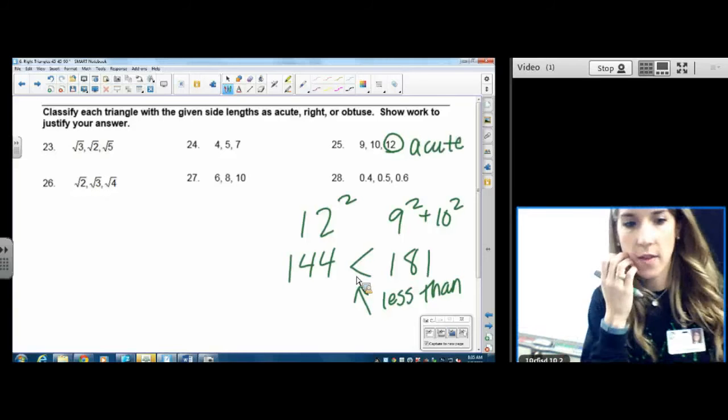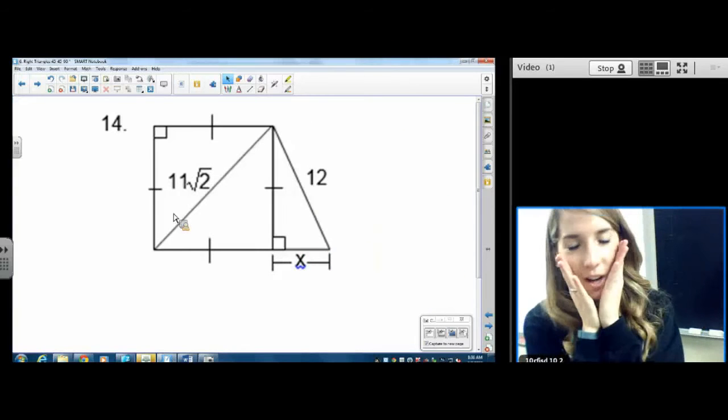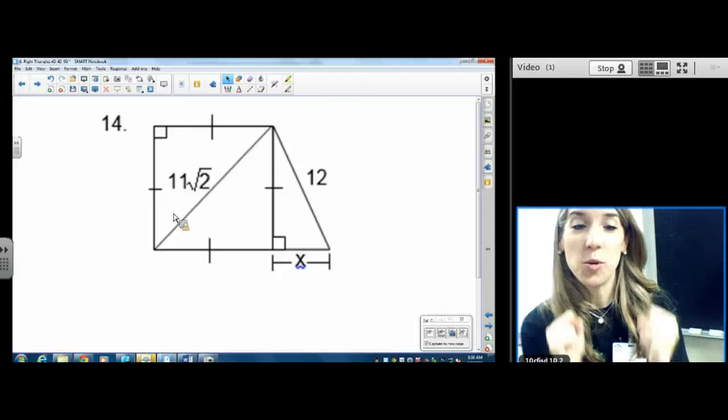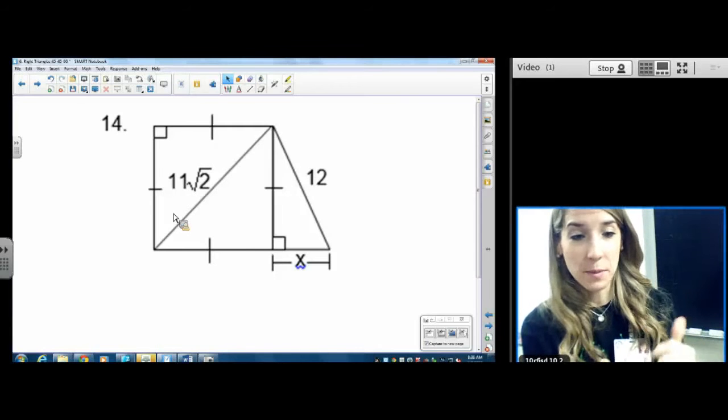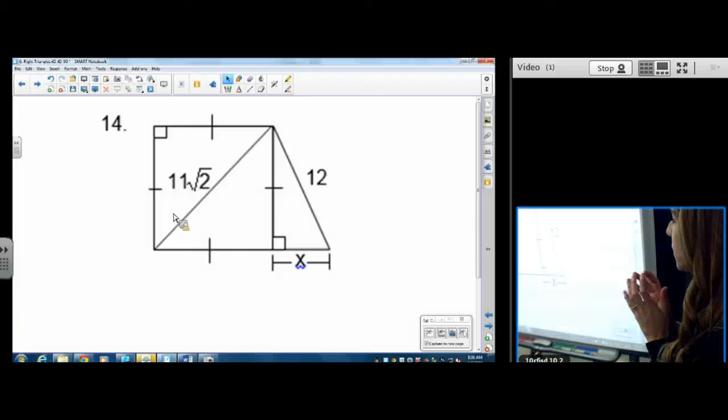Do you want me to work any others from this section? 14 is from just the mixed review part. Oh, you know what? Today we are going to learn a shortcut to solve this one. I will set this one up for you, but I'm not going to solve it completely, because we are going to learn this great shortcut.